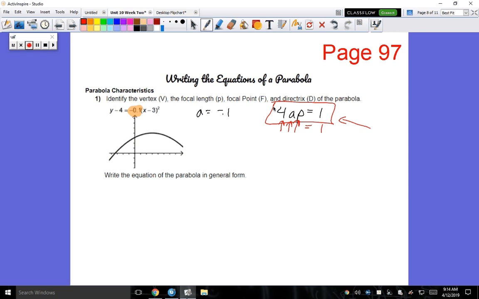All right, so we have a is equal to negative 0.1. So if we plug that in, we'd have 4 times that negative 0.1 times p is equal to 1. So we're going to have negative 0.4p is equal to 1. And if we were to divide it out, we'd get the focal length. Otherwise, p is equal to this negative 2.5. So negative 2.5 is going to be that distance.